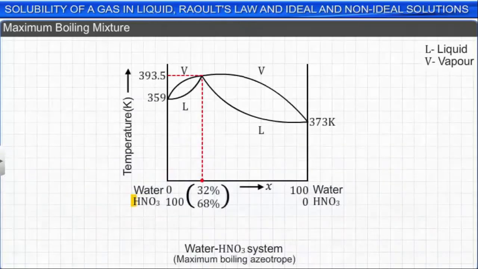Nitric acid and water is an example of maximum boiling azeotrope. The azeotropic composition of this mixture at 393.5 Kelvin is 68% HNO3 and 32% water.